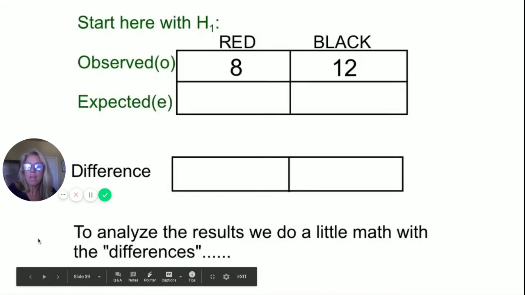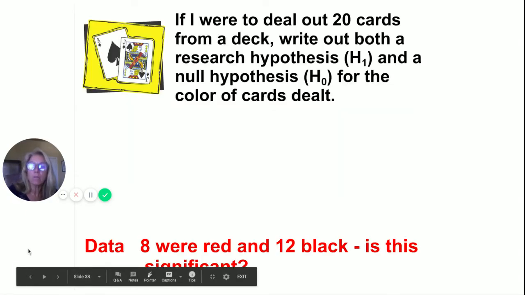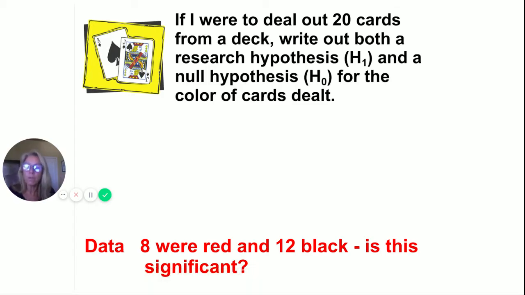Okay, if I were to deal out 20 cards from a deck that I told you that I had shuffled and was a real deck and I hadn't messed with it, how many cards do you think I would expect to get that are red versus black?